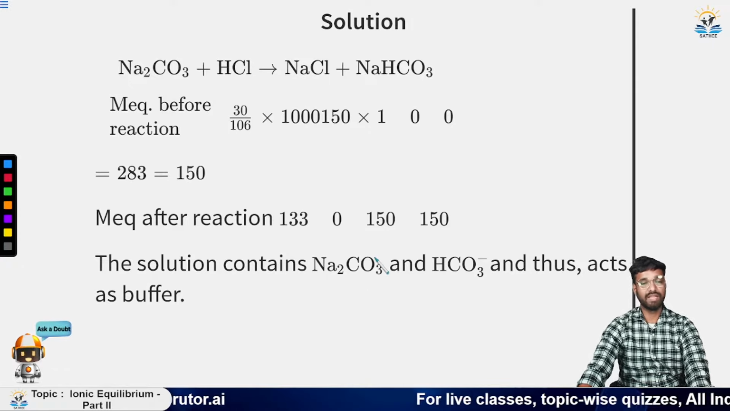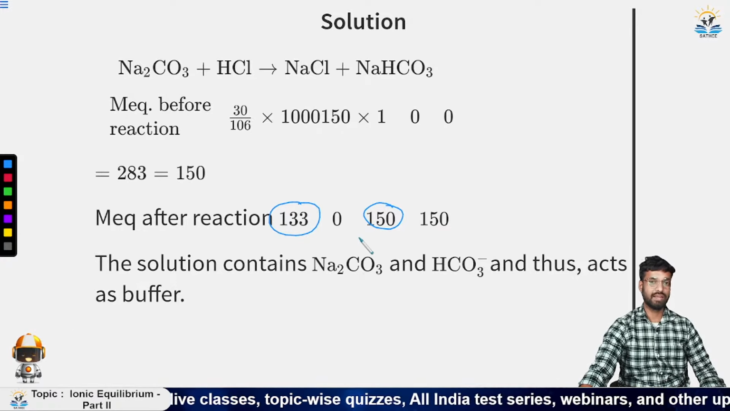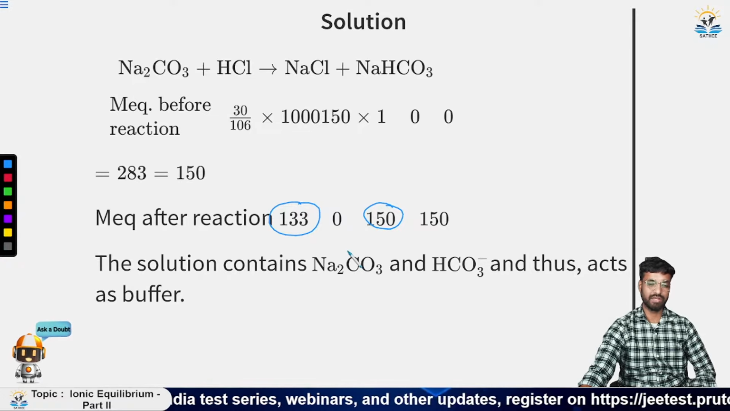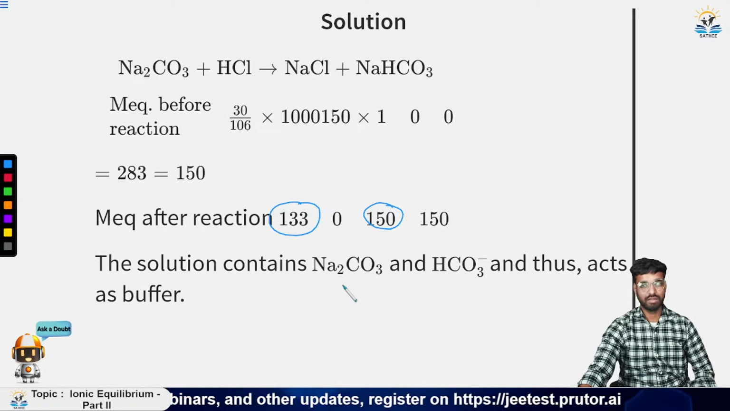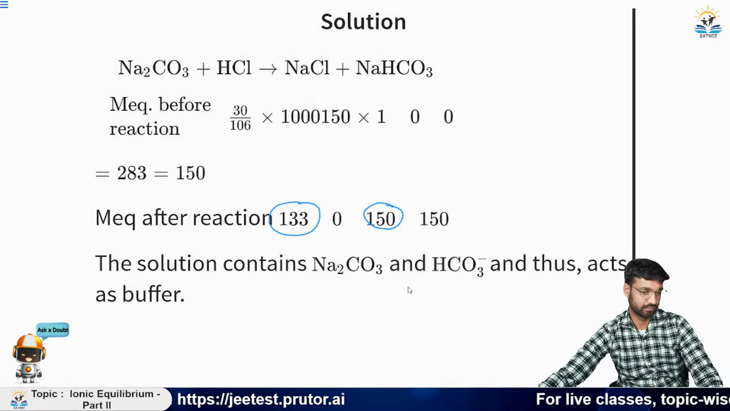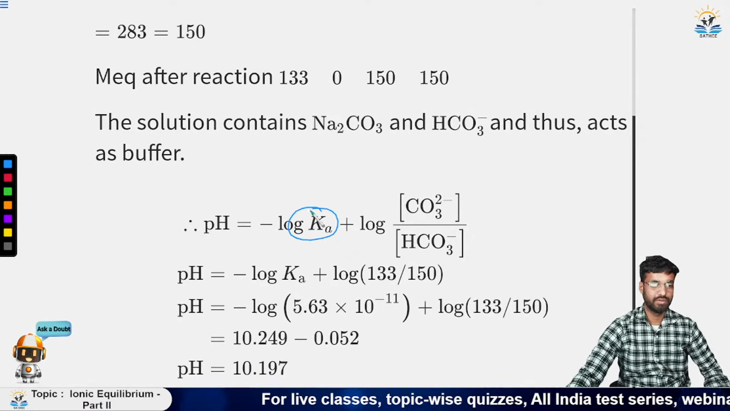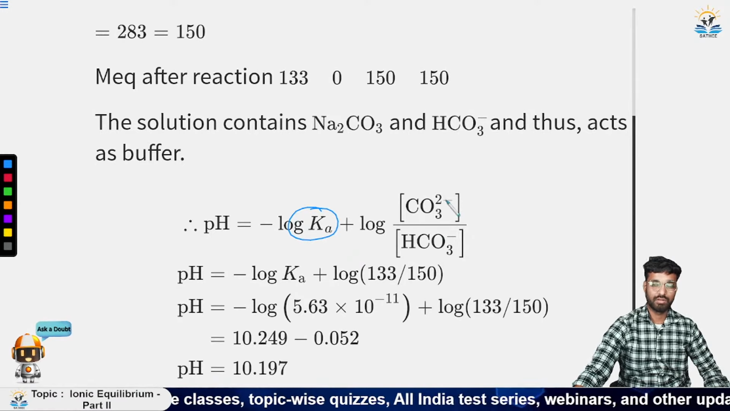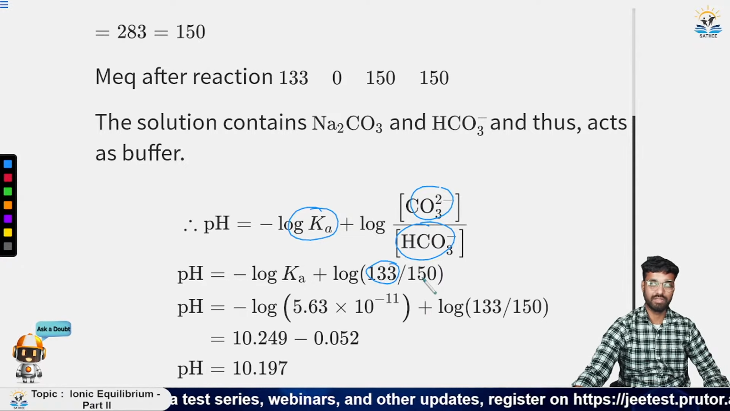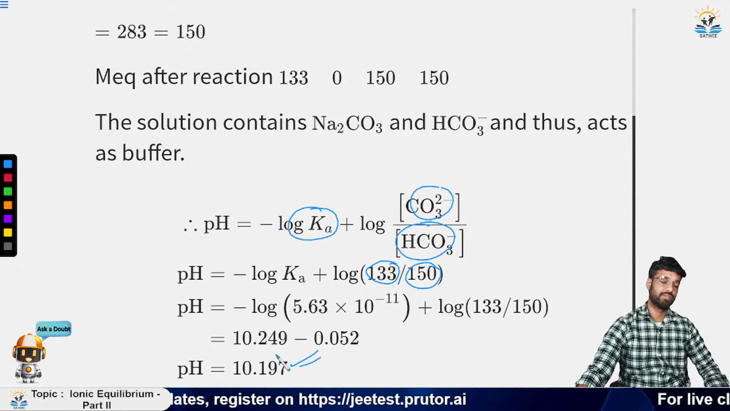Now in the solution we have the number of moles of NaCl, and we have the number of moles of this Na2CO3, that is the base. So it is a weak base and its conjugate salt. Now it is a buffer solution, and of course a basic buffer solution. We know the formula for it. It is simply pH is equals to pKa plus log concentration of CO3 2 minus by HCO3 minus, and this is 133 by 150. So we got 133, we got 150. We'll do the calculation and get it as 10.97. So this is the formula for this.